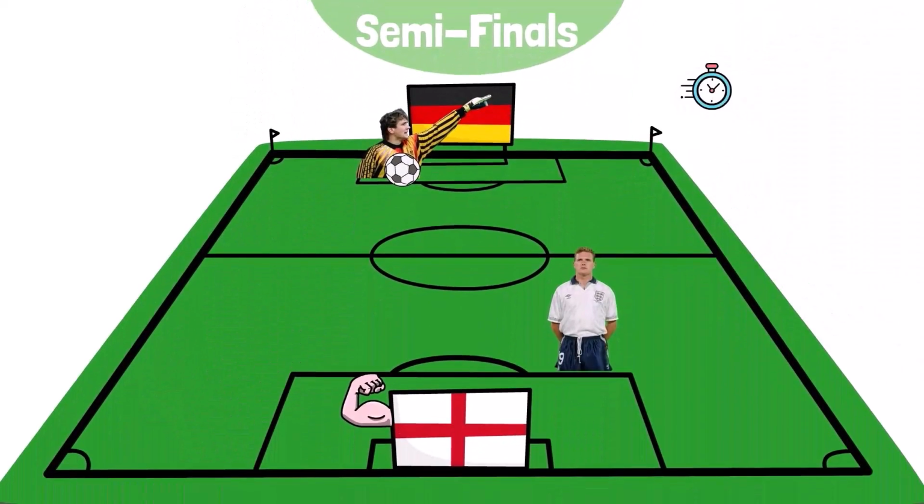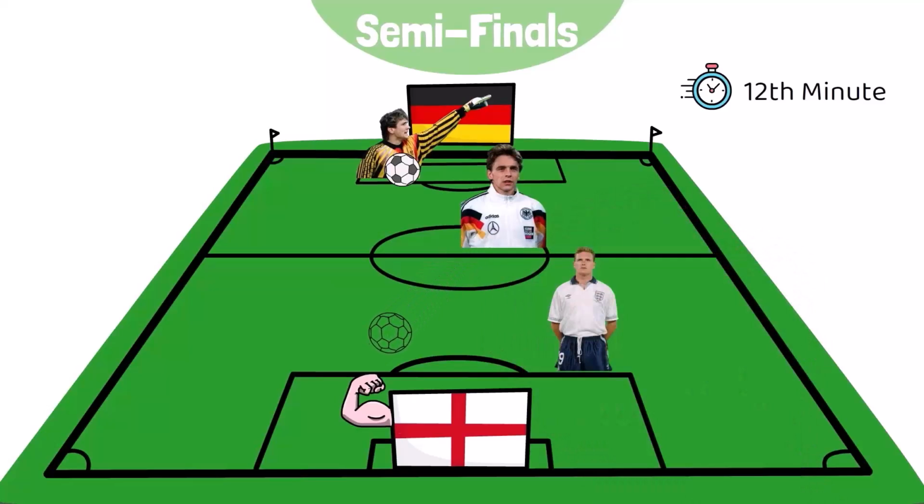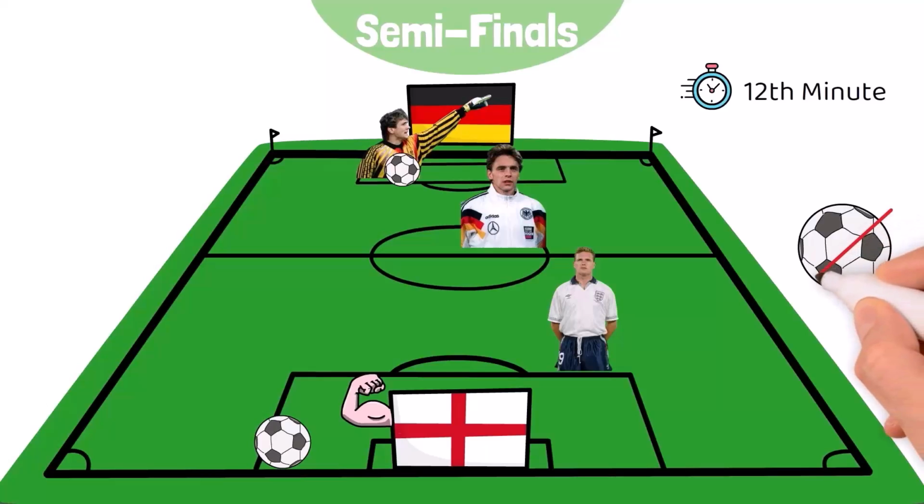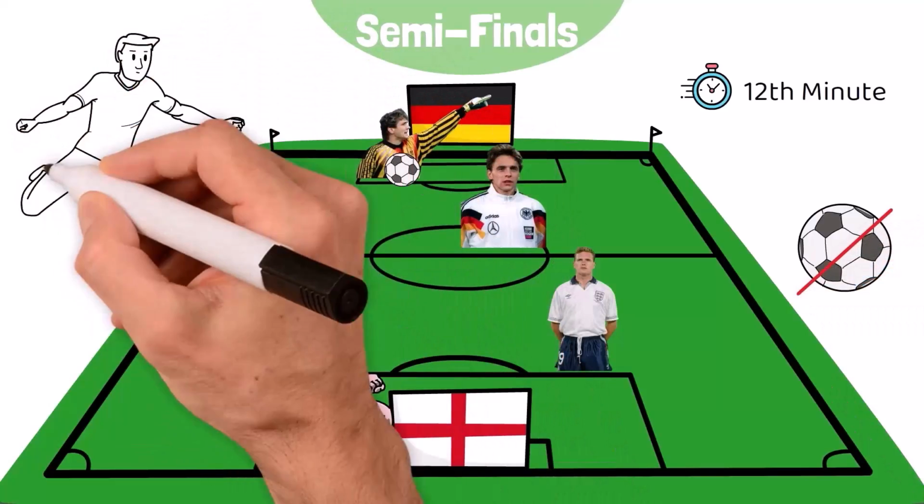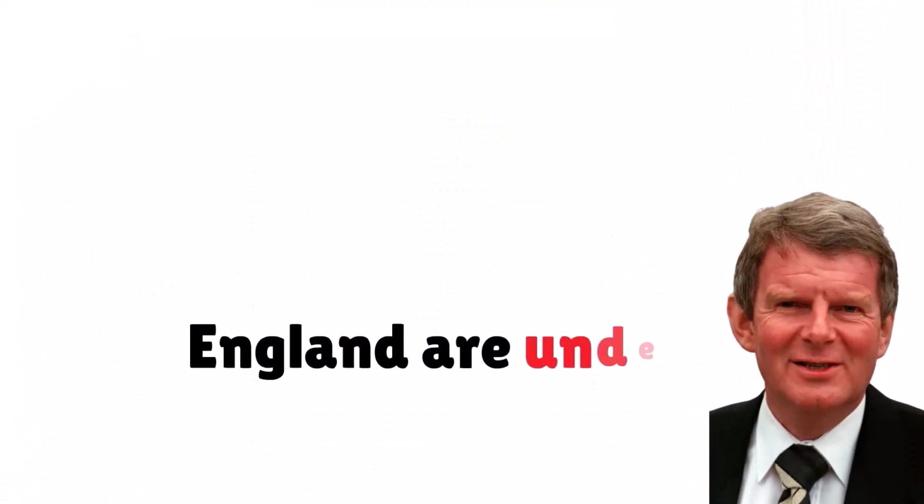Germany did not have their first chance until the 12th minute, when Thomas Hassler's shot was deflected wide. Despite a lot of action, the first half ended goalless. Germany started the second half strong and began to dominate the possession. John Motson described it as England are under siege now.